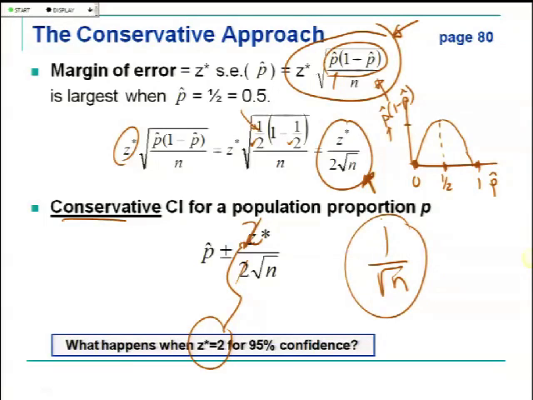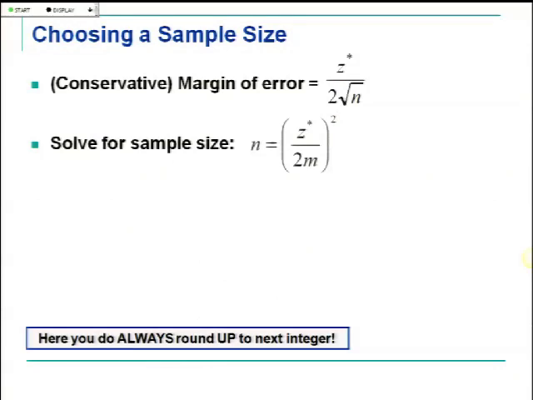Now, one of the nice features about the margin of error being conservative is that it doesn't depend on the data. So now I can use it to answer those common questions you get as a consultant. I want to design a survey. How many people do I need to go ask my questions of? What sample size do I need? How many animals do I need in my study to be able to meet certain requirements, certain conditions? And for estimating a proportion, we can use this conservative margin of error and solve for the sample size.